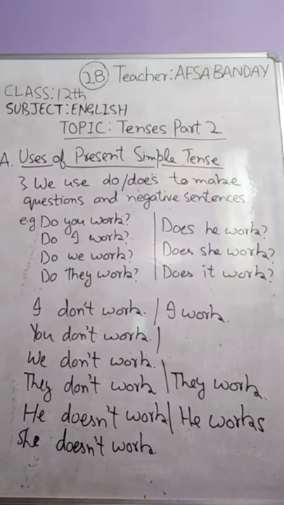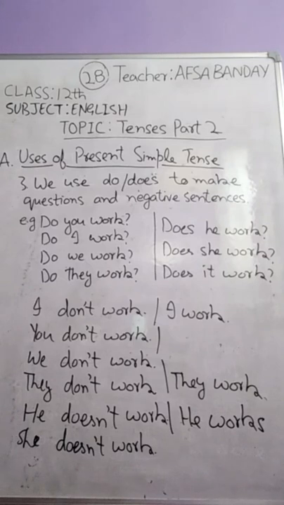In the case of negative sentences, we use don't with I, with you, with we, and with they. So we say I don't work. In affirmative sentences, we say I work, you work, we work, they work. In negative sentences, we say I don't work, you don't work, we don't work, they don't work.